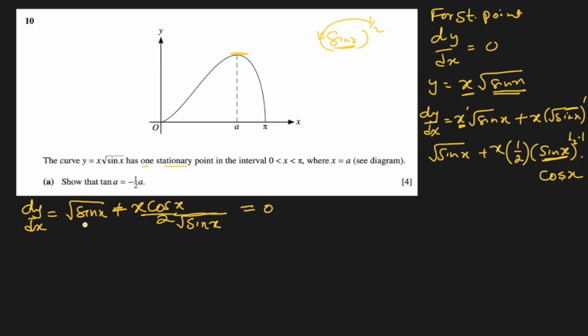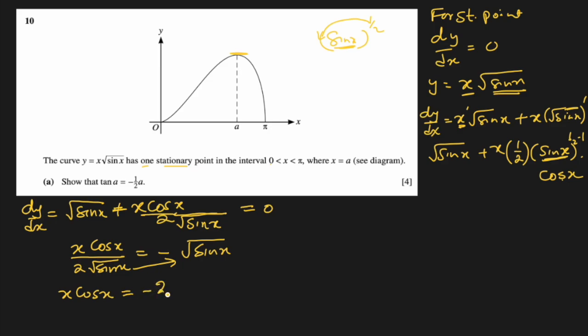So let's take the √(sin x) to the other side. So x cos x over 2√(sin x) is equal to minus √(sin x). Let's multiply this here. So x cos x is equal to minus 2 times √(sin x) times √(sin x), which is complete sin x.